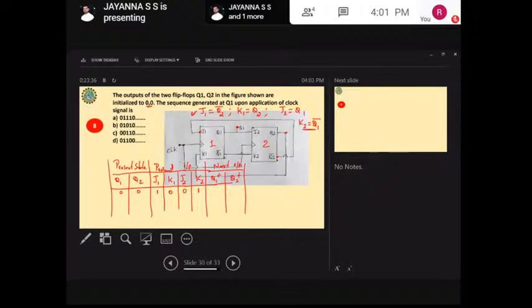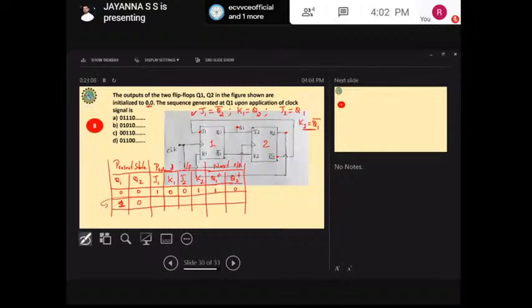So 0 here. This is the next output. It will be the input for the next combination. So I'm going to write 1 0. I'm going to take 1 0. Next, look into it: if you apply 1 0 here, what will be the J1?